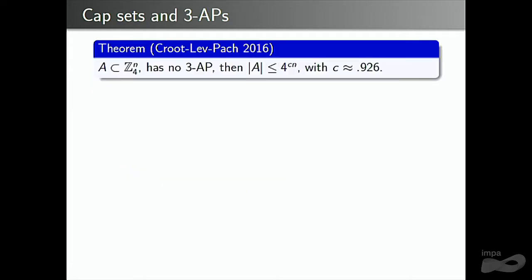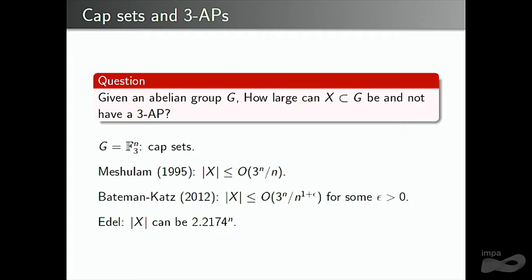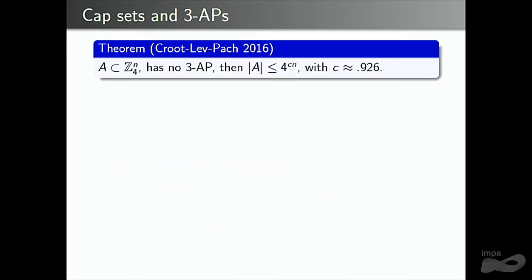A breakthrough result due to Croot, Lev, and Pach was that in Z_4^n, if a set has no 3-term arithmetic progression, then the maximal possible size of this set is 4^(cn), where c is an explicit number less than 1. So this is a completely different type of bound from here, where you're just dividing by some polynomial in n.